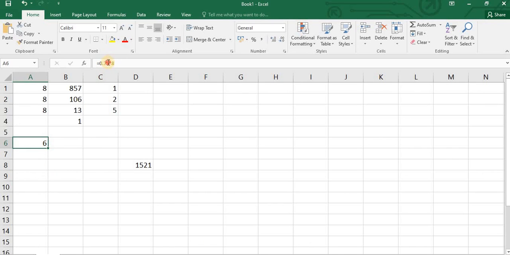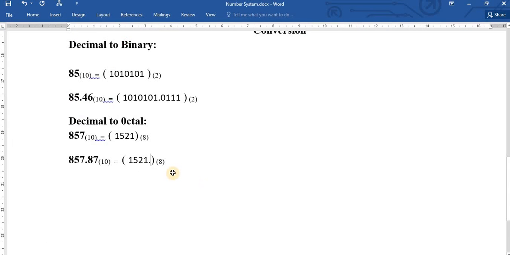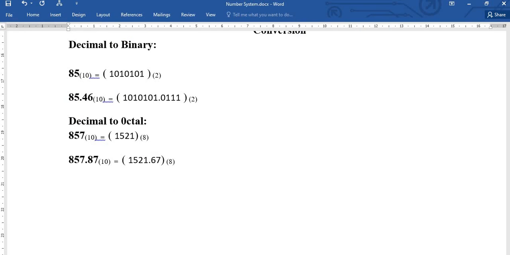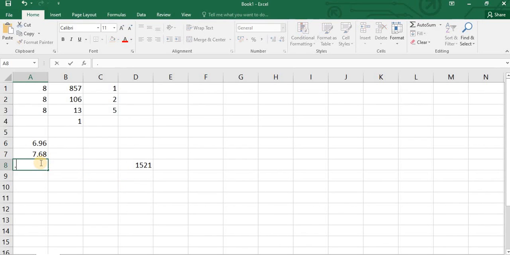What you have to do, you have to multiply it by 8. 0.87 times 8, you will get 6.96. The digit before the decimal is 6, so write down 6 here. The decimal part is 0.96, so 0.96 will be multiplied by 8 again. You will get 7.68. The digit before the decimal is 7, so write down 7 here. Now the decimal part is 0.68.